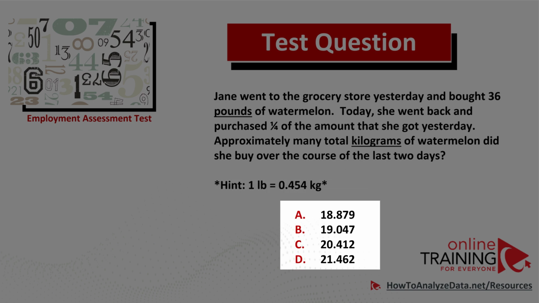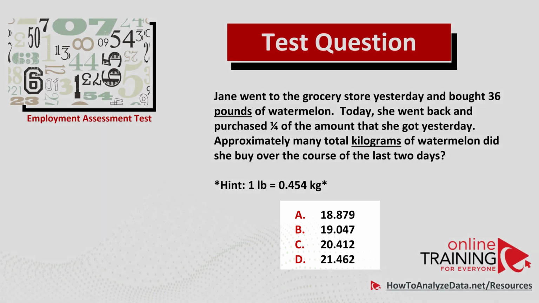Choice A, 18.879. Choice B, 19.047. Choice C, 20.412. And choice D, 21.462. Do you think you know the answer? Let's see how we can come up with the correct answer together.